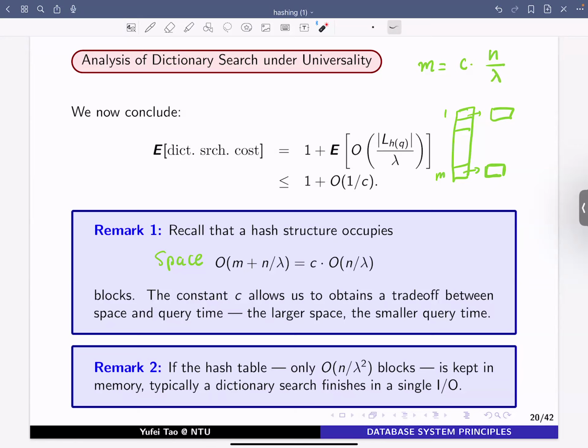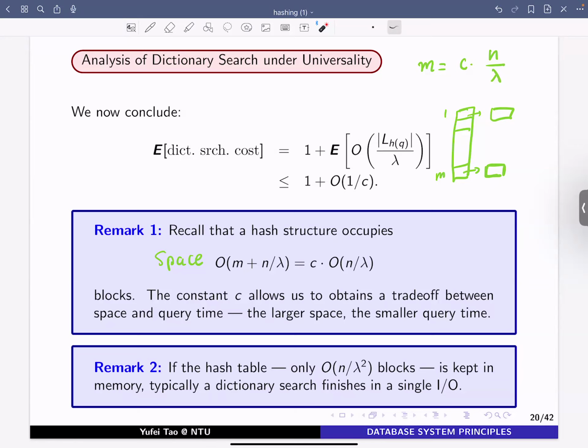m. On the other hand, if you increase the value of m, you can imagine that the elements will get spread into more buckets. So on average, one bucket will contain fewer elements. And therefore, when you increase the value of m, it benefits dictionary search. So the cost of the dictionary search goes down. Okay. So it's a trade-off.